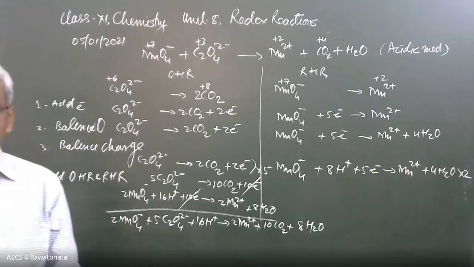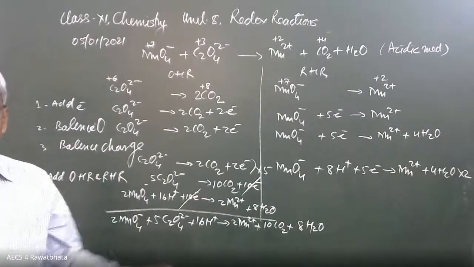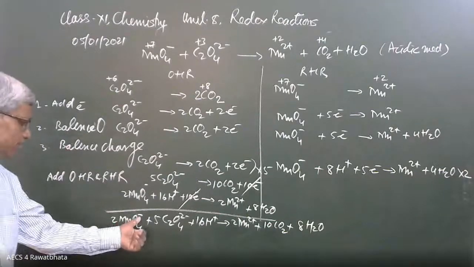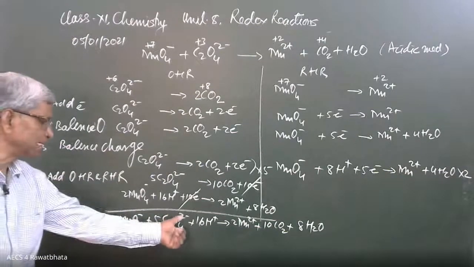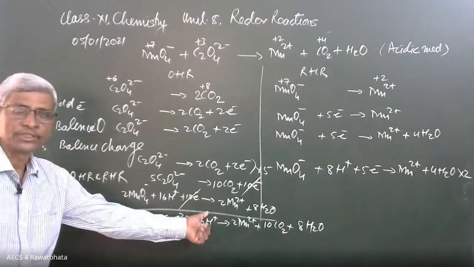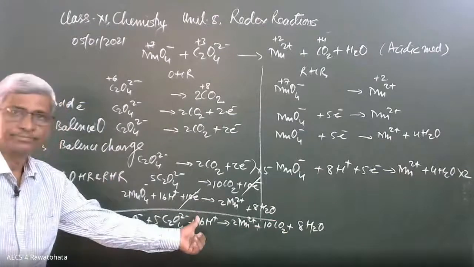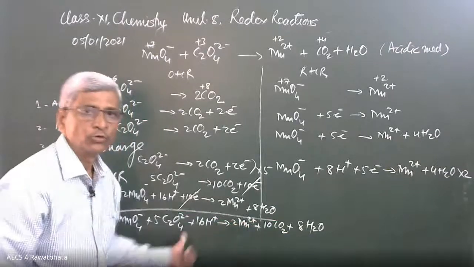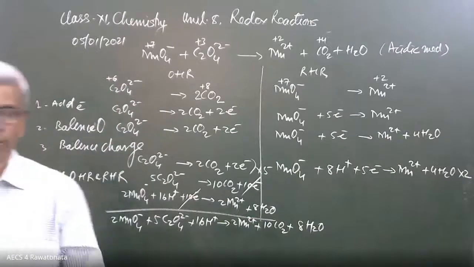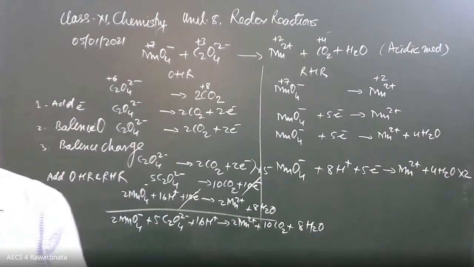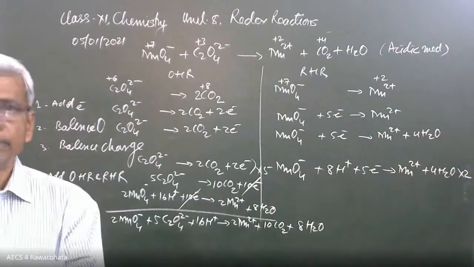See the charge, whether charges are balanced or not. That is the final check. 2 negative, and 5 2s are 10 negative, 2 and 10, 12 negative, 16 positive. Here is 4 positive. And this side, 2 2s are 4, 4 positive. Both the sides, 4 positive charge overall. So the reaction is balanced.